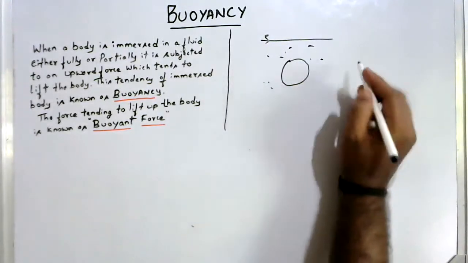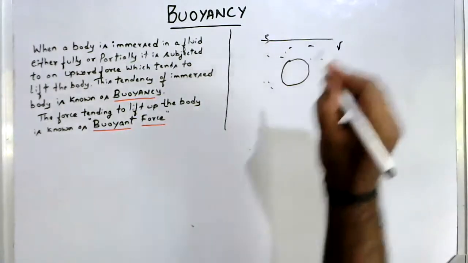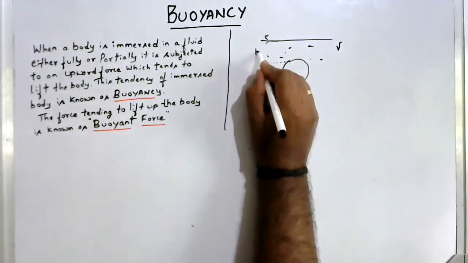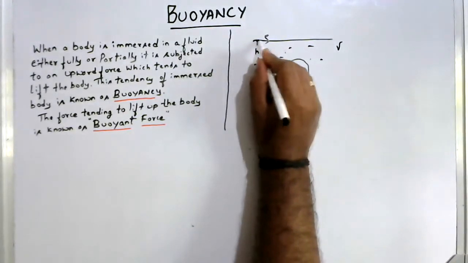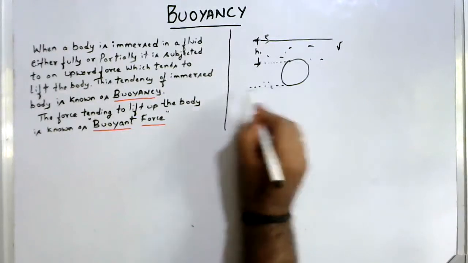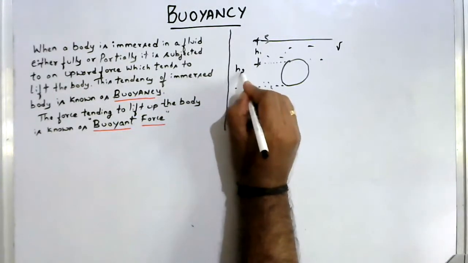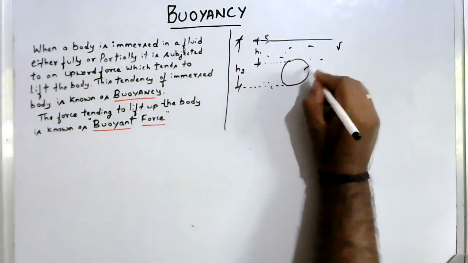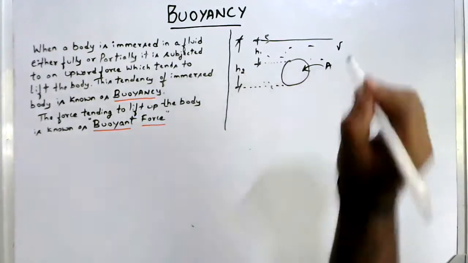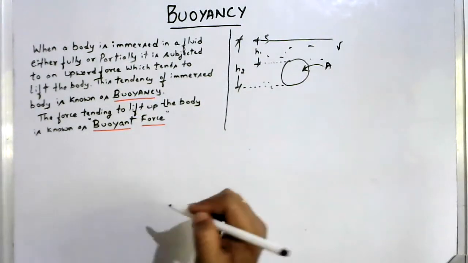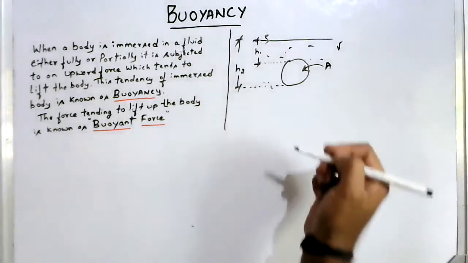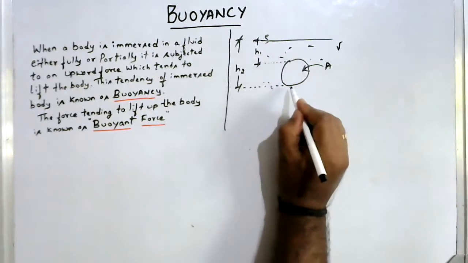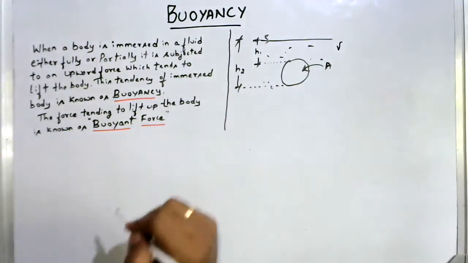This is a fluid of specific weight gamma. The upper surface of the body is at a distance of h1 from the free surface of water. The bottom surface is at a distance h2 from the free surface of water. Let me take the cross-sectional area of this body as A. As we know that the pressure increases as we go downwards in the water, this upper surface and the bottom surface will have different pressures.